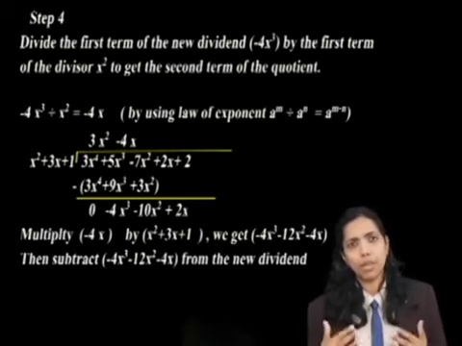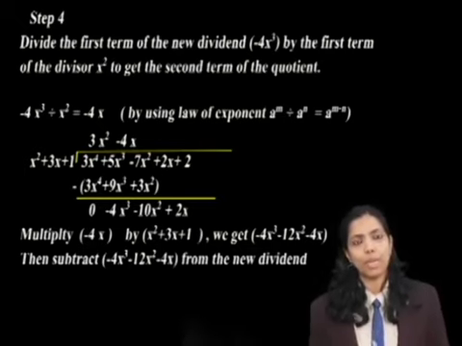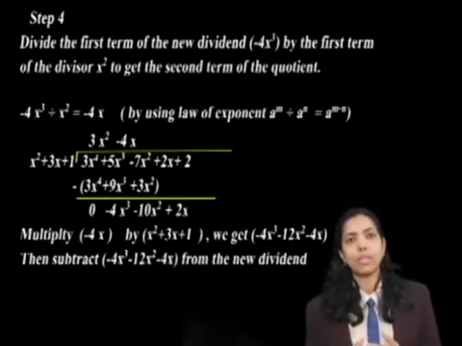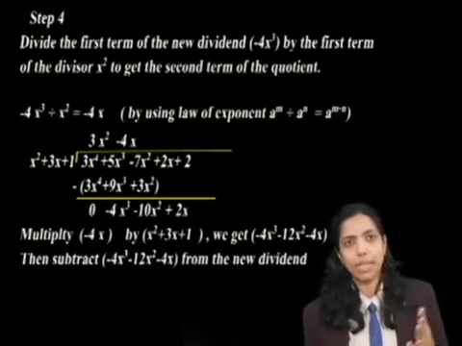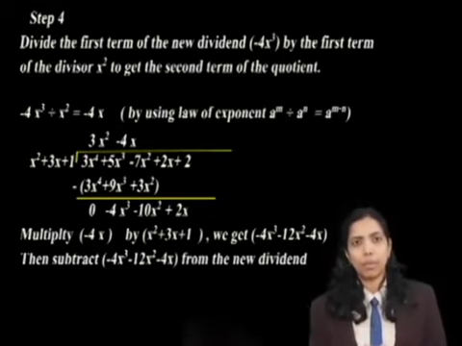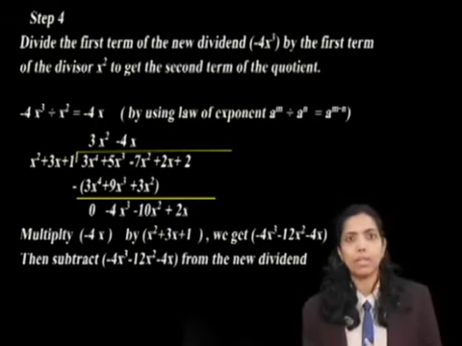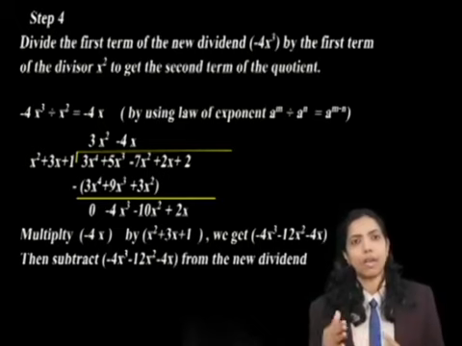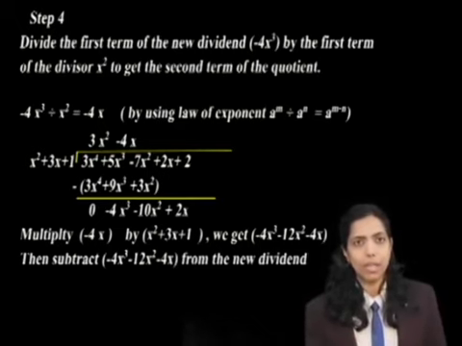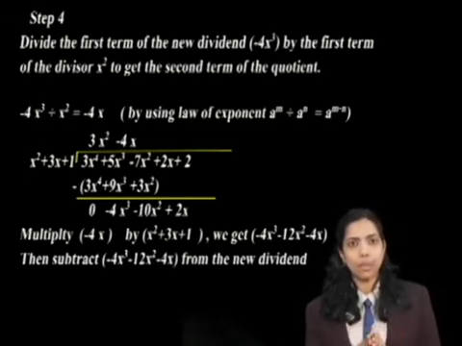Now, the same process we are going to continue. The steps we have to follow till we are getting the remainder 0, or the degree of the remainder polynomial should be less than that of the divisor polynomial. So still it is greater: 4x to the power 3 is a degree 3 cubic polynomial, and the divisor is quadratic. So we have to continue the same procedure. The next step, we have to bring down the term 2x. So we got the new polynomial as minus 4x to the power 3 minus 10x square plus 2x.